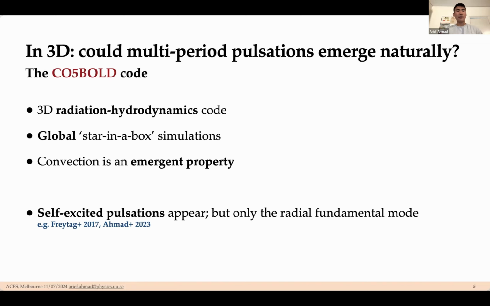Thus far, we've only been able to study the self-excited pulsations, but only in the radial fundamental mode. So these are two papers that have been investigating this. But again, what we have been able to study so far are the pulsations in the radial fundamental mode.